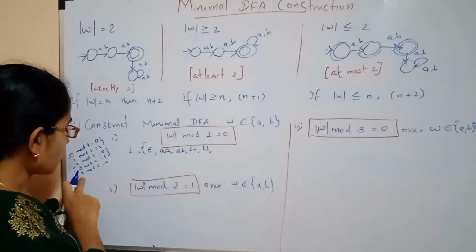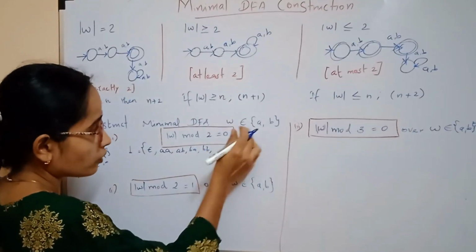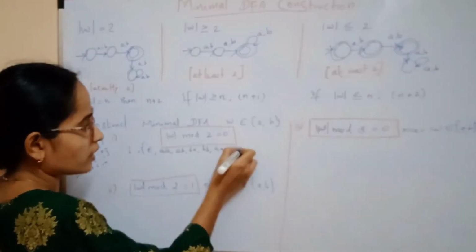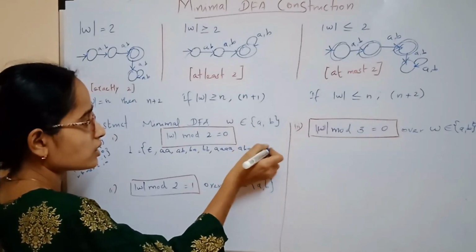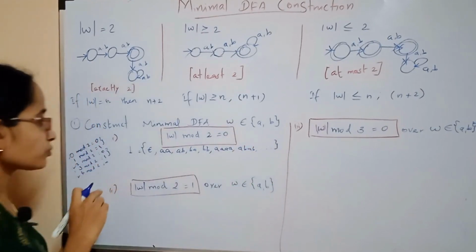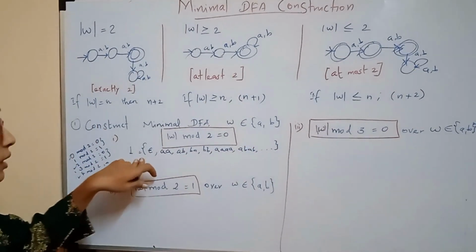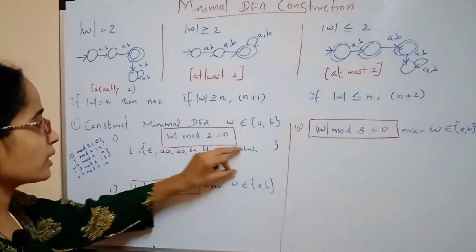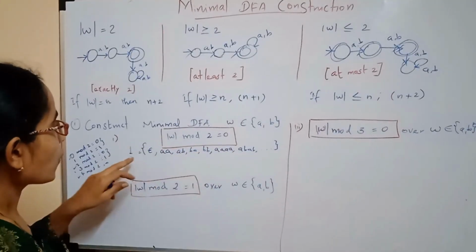So 4 means from the set {A, B} you will have combinations like that, and the set goes on. The set is an infinite set. So this is a member of elements of the set L.